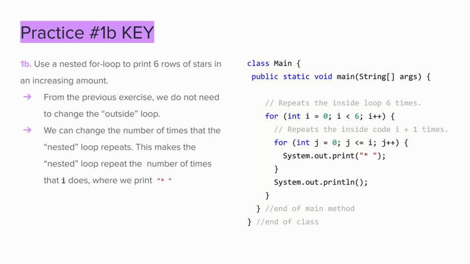In our question prompt, we notice that each row is referred to as row 1, row 2, and so on. Row 1 will have 1 star, row 2 will have 2 stars, and so on. This can be translated to our outer loop. To solve this question, we only need to change the condition of the inner loop. If we change the condition to be j is less than or equal to i, then we create the desired output. Our first iteration will print 1 star, our second iteration will print 2 stars, and so on.